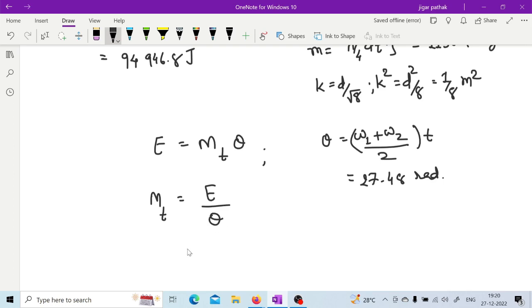Now you can calculate T. Excuse me, sir, what is T? T is thickness. Sorry, T is time. It has come from that omega is equal to d theta by dt. So from that theta is equal to omega into t.